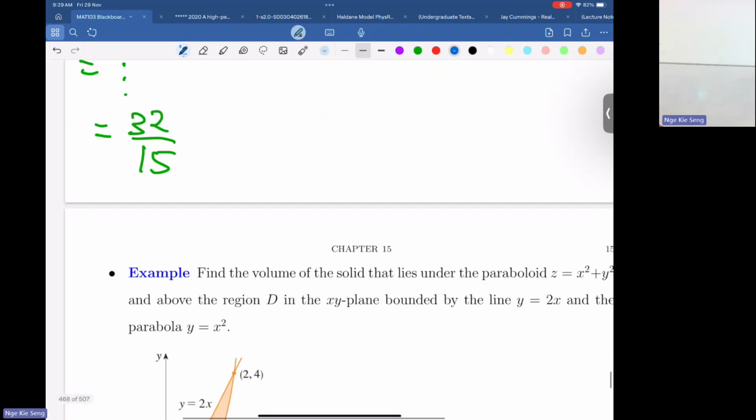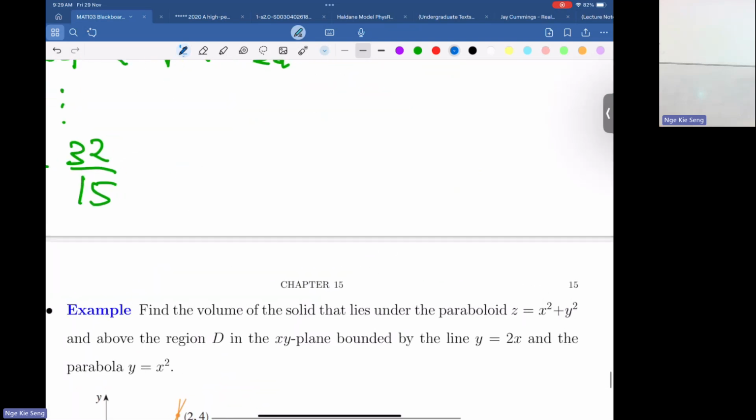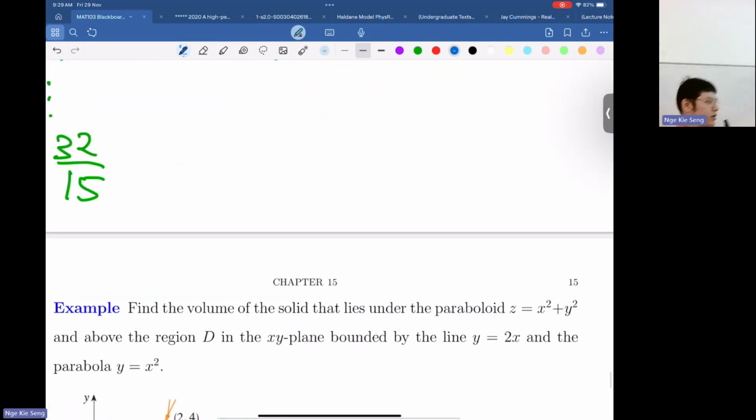Let's not look at the diagram first. Try and figure out the integration domain yourself. Try and find this volume under the parabola above the region here. So draw y equals 2x and the parabola y equals x squared, and then look at this region. Try to work out the integration domain only. No need to compute the integral. Let's check we have the same integration domain or not.